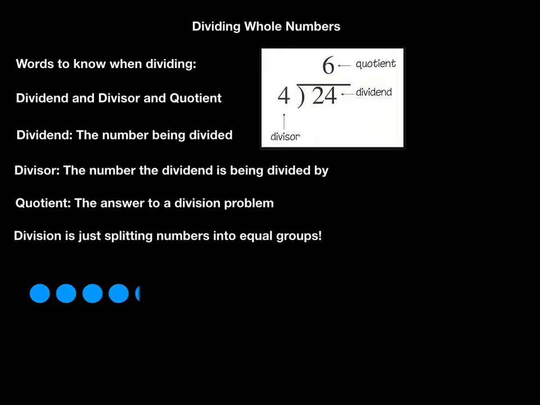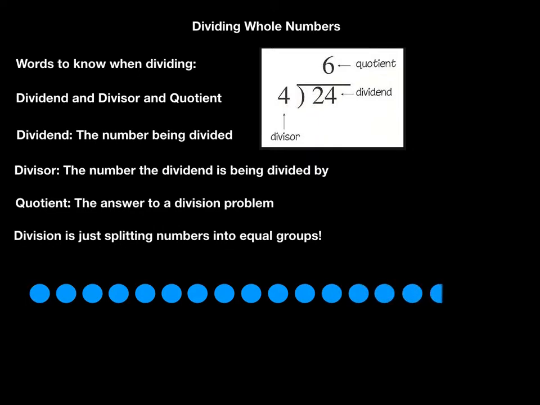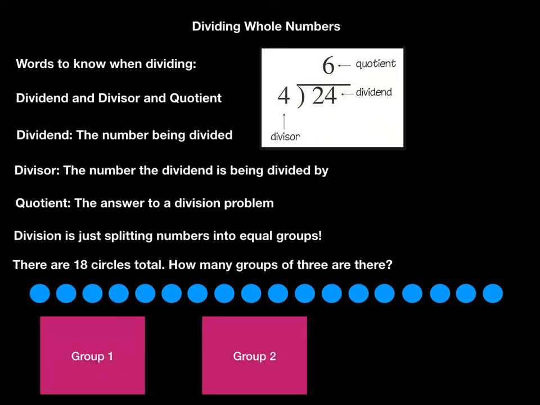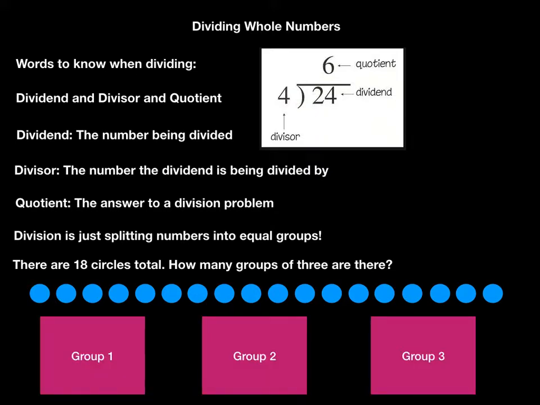So I'm going to lay out some blue circles and we're going to divide them once they're all laid out. And I'm going to show you how. There are 18 circles total. How many groups of 3 are there? So if I make 3 groups, I'm going to take my 18 circles and split them into the 3 groups. Watch how I do it.